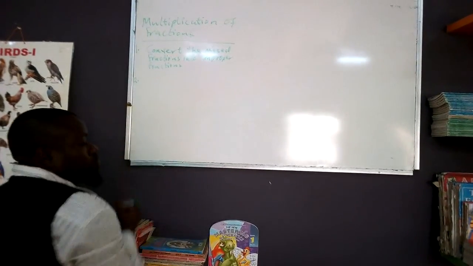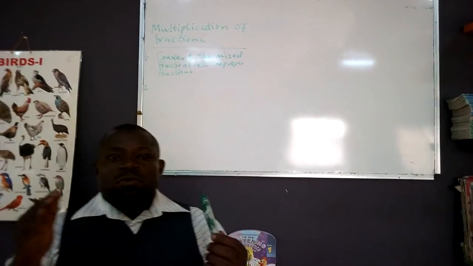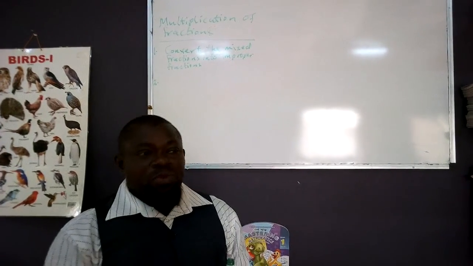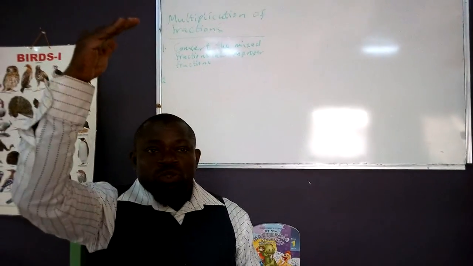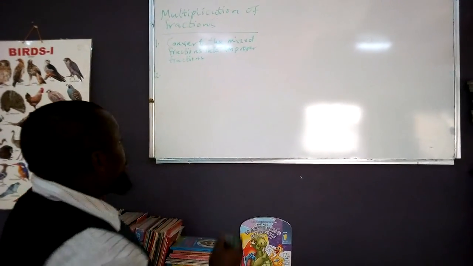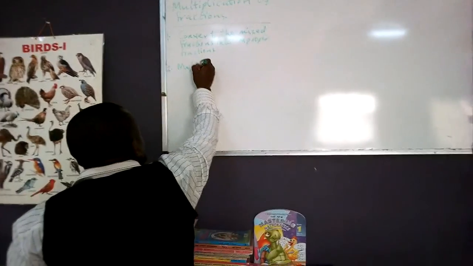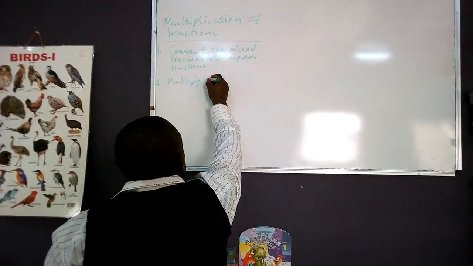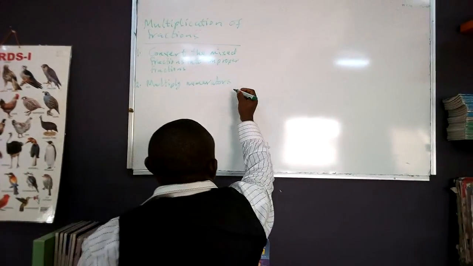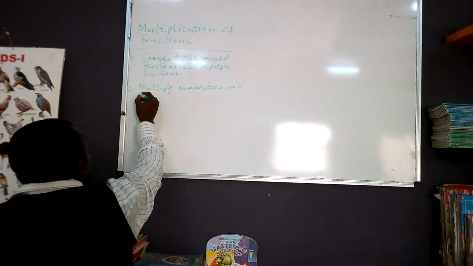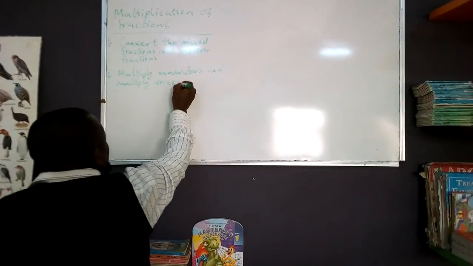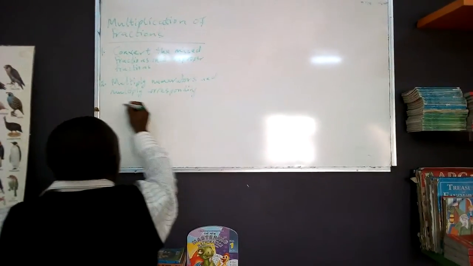Step number 2, we need to multiply the numerator by numerator and denominator by denominator, meaning the top should be multiplied with the top, while the bottom should be multiplied by the bottom. Multiply numerators and multiply corresponding denominators.